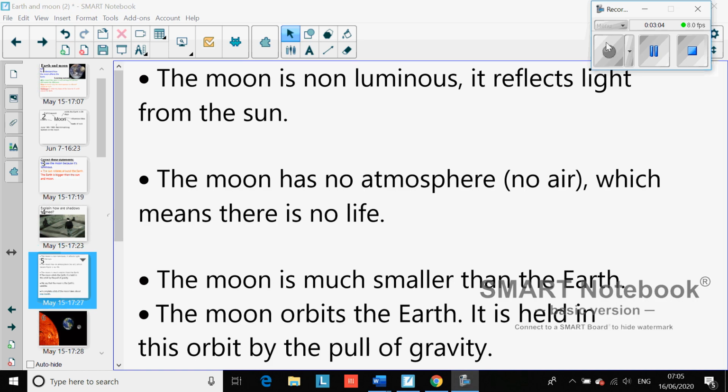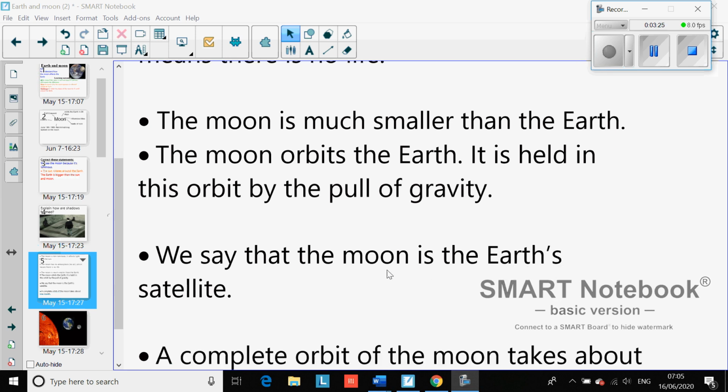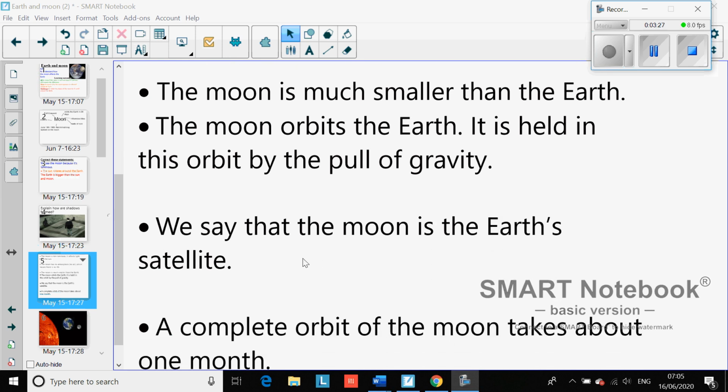Okay, so a couple of key facts for you. The moon is non-luminous. It reflects light from the sun. Now, if you didn't get that, that should be on your notes from last lesson. The moon has no atmosphere, which means there is no life. The moon is much smaller than the Earth. The moon orbits the Earth and is held in this orbit by the pull of gravity. And we say that the moon is Earth's satellite.